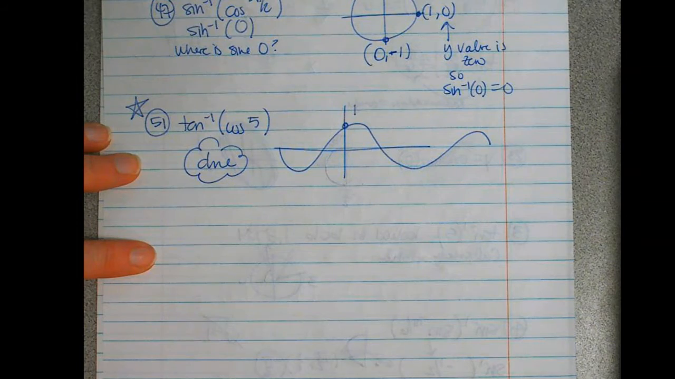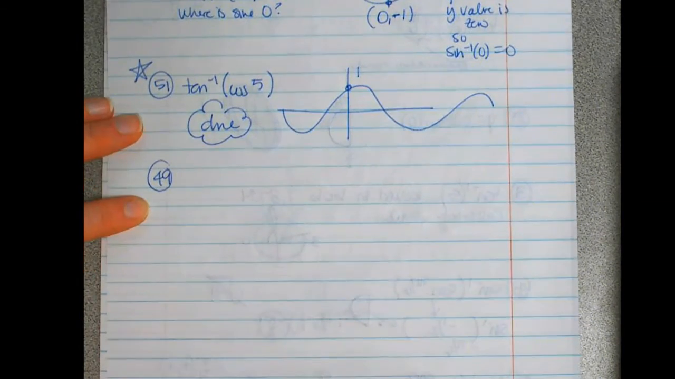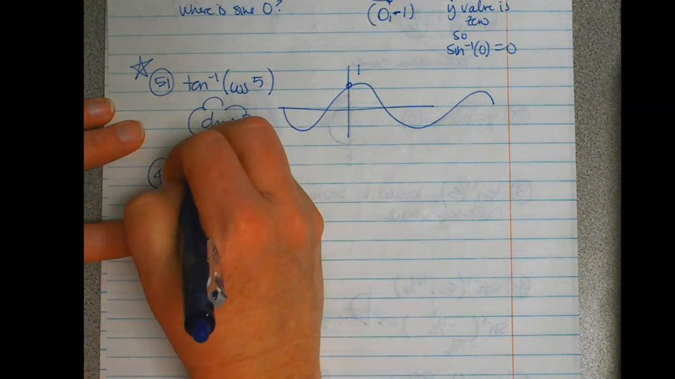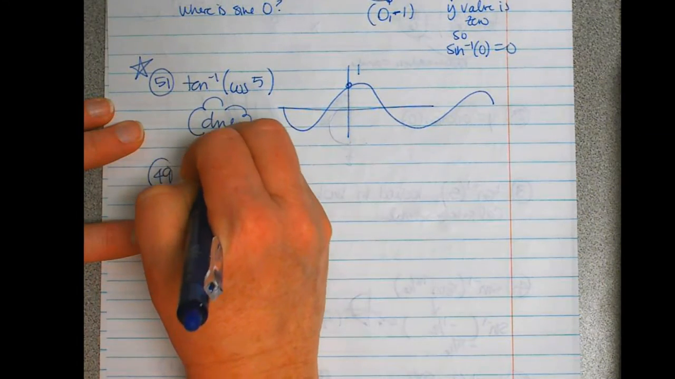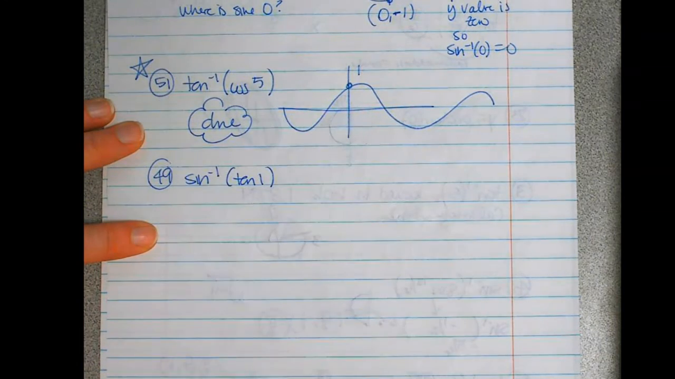Can you do 49 next? We have to go backwards now? Okay, 49. Arcsine of tangent of 1. And if you don't like arcsine, you can totally write sine inverse of tangent of 1.